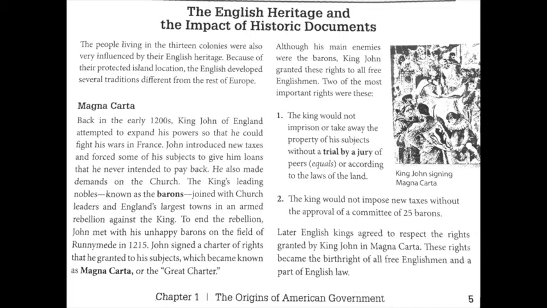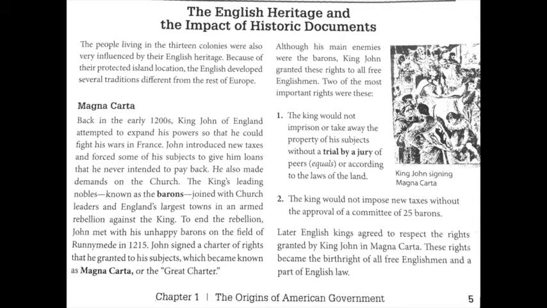Although his main enemies were the barons, King John granted these rights to all free Englishmen. Two of the most important rights were these. 1. The king would not imprison or take away property of his subjects without a trial by jury of peers or according to the law of the land. So circle or underline or highlight that. That's one of the main things, the Magna Carta ideas that they gave to the government we have today.